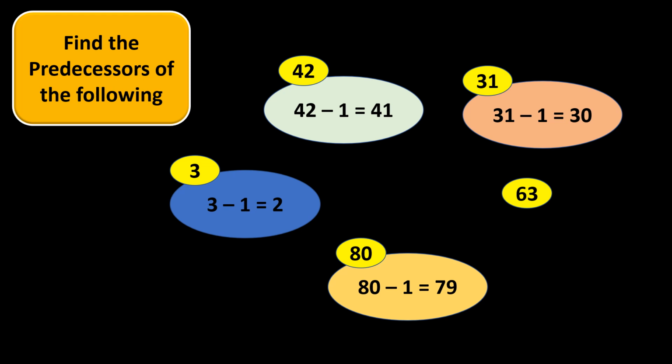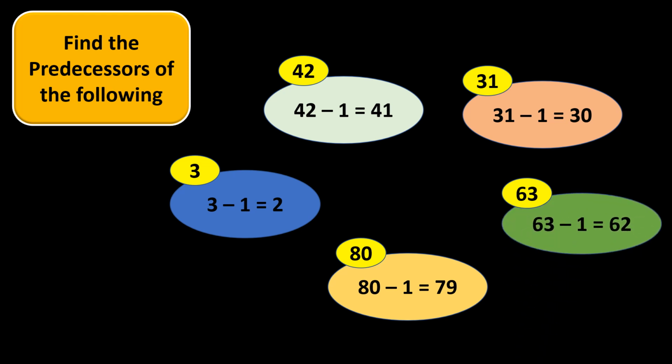Here we have the last number 63. Let's solve. Take away 1 from 63. When you take away 1 from 63, what do you get? You get 62. So 62 is the predecessor of 63.